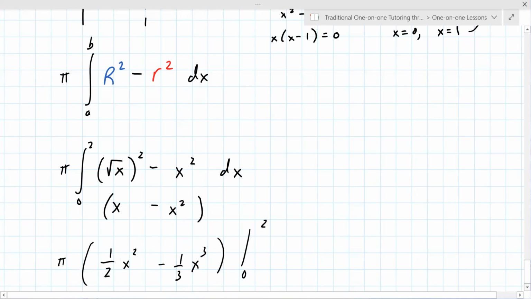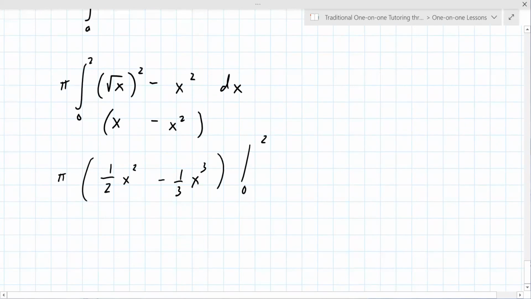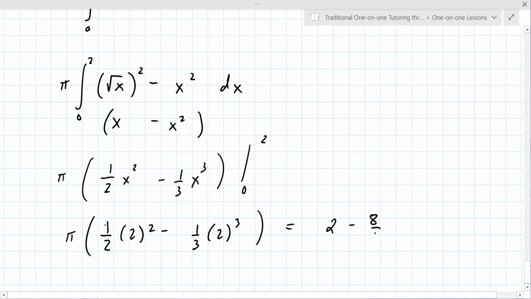So that becomes x squared over 2 minus x cubed over 3, from 0 to 2. So that's pi times 4 over 2, which is 2, minus 8 thirds. So that's, with the common denominator of 6, times 3 and times 2.